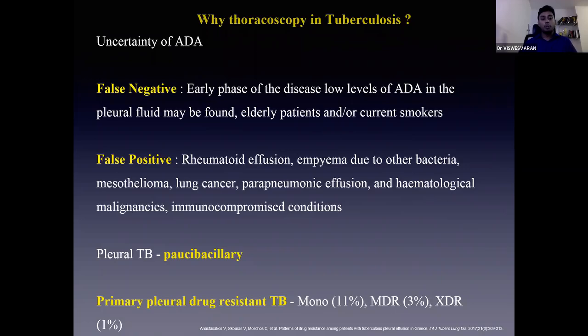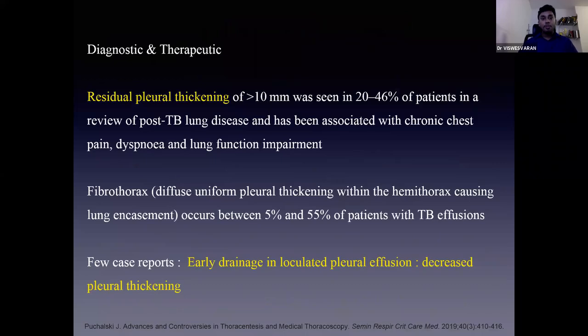The other problem with pleural TB is that it is paucibacillary. There are case reports that pleural TB can present as primary MDR TB, where monoresistance was observed in 11%, MDR in 3%, and XDR in 1%. Thoracoscopy can help in both diagnosis as well as therapy. And one of the most important things we fear about pleural TB is the residual pleural thickening.